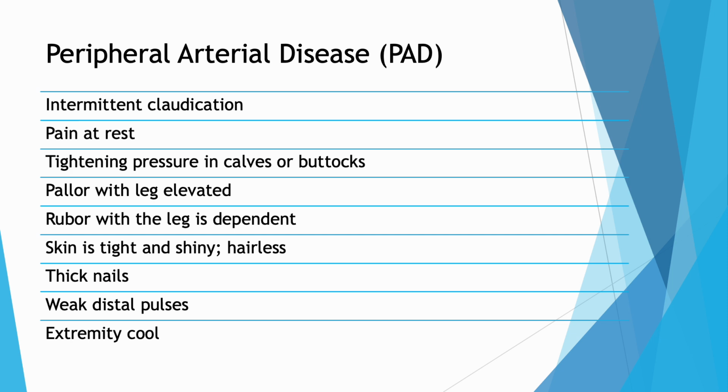Okay, so the most important thing is to know that they're going to have pain at rest and intermittent claudication, but this is also important. They're going to have paleness when the leg is elevated and rubor when the leg is dependent, okay? And rubor means the leg is going to turn red when it's down, okay? All right, and the skin on their legs is going to be tight and shiny and hairless. They'll have thick nails because the nails are not getting oxygen. They're going to have weak distal pulses and the extremity may be cool.